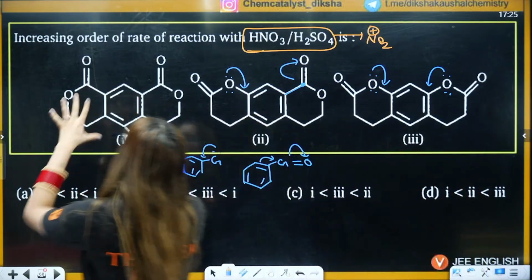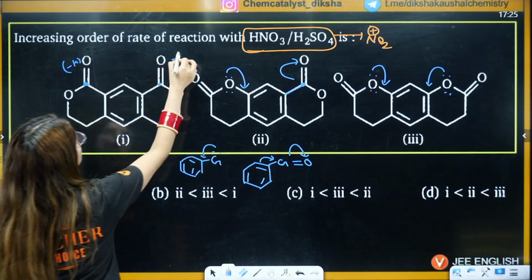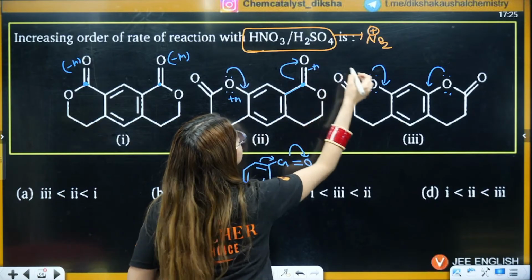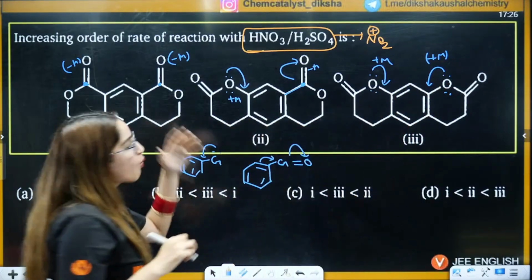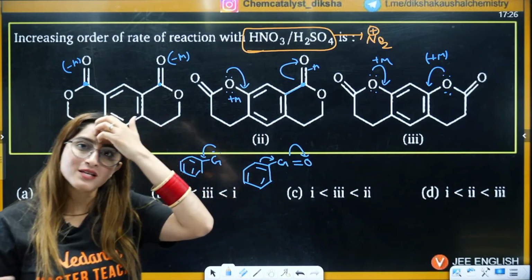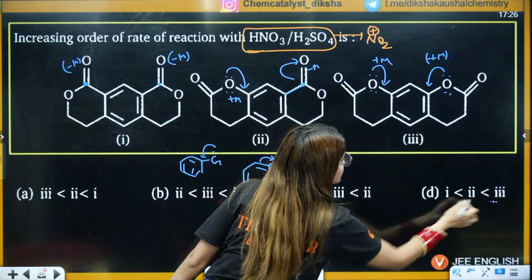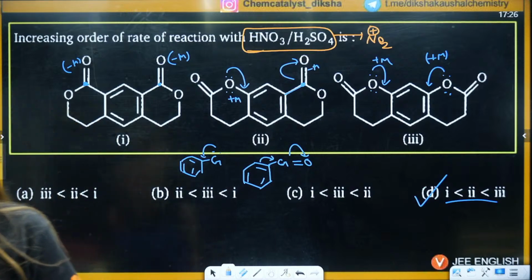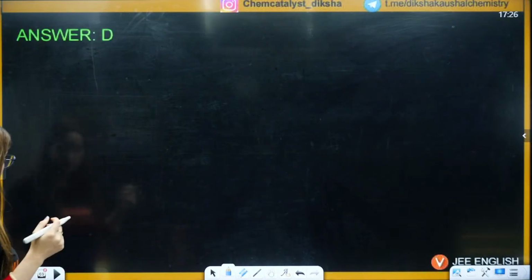Here I have both the carbons, and this is also going to show minus M, this is also showing minus M. This is showing plus M, this is showing minus M. This is showing plus M, this is showing plus M, right? So I can see that the more the plus M, the more is the donation, the more is the rate. So that means the third has maximum rate, then second, then first has minimum. So D is going to be the correct answer here. Is that clear? D is the correct answer here, right?